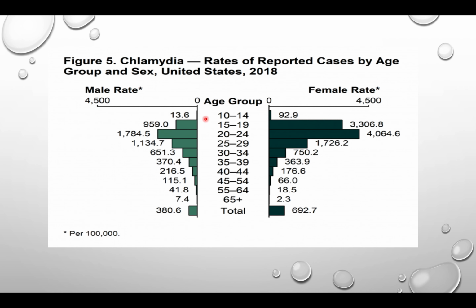With time, the most affected age, if you can see, is from 15 to 24. Female rates are high, about 3306.8 and 4064.4. And remember, it's per 100,000, so they're a lot. As you see, females get really high numbers. Females are really high to get chlamydia.